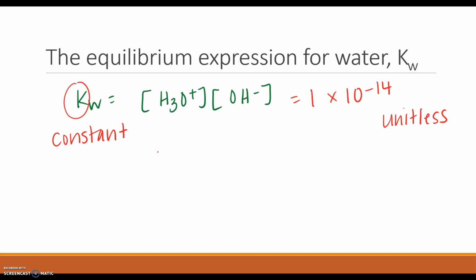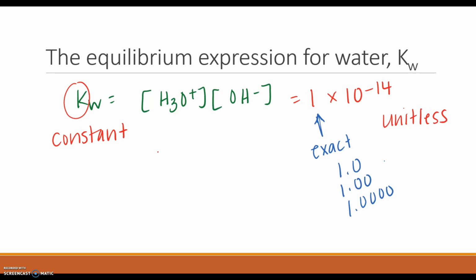One of the other things you need to know is that this number is an exact number. So it has as many sig figs as you need it to have. You could write it as 1.0, you could write it as 1.00, you could write it as 1.000. We pretty much just write it as 1 times 10 to the minus 14, and then we don't use it when we're trying to figure out how many sig figs we're going to need.